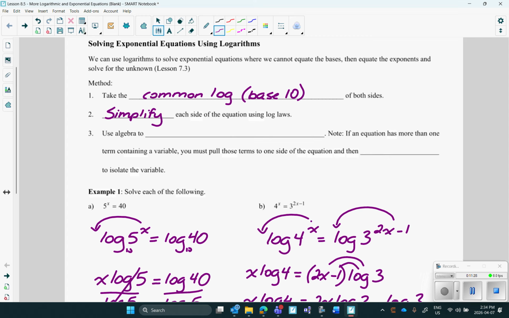The variables in these types of equations are always going to be in the exponents. So you always have to use that log law to pull the variable out of the exponent and in front of the log. So take a log of both sides, pull these in front, and then use algebra to solve.